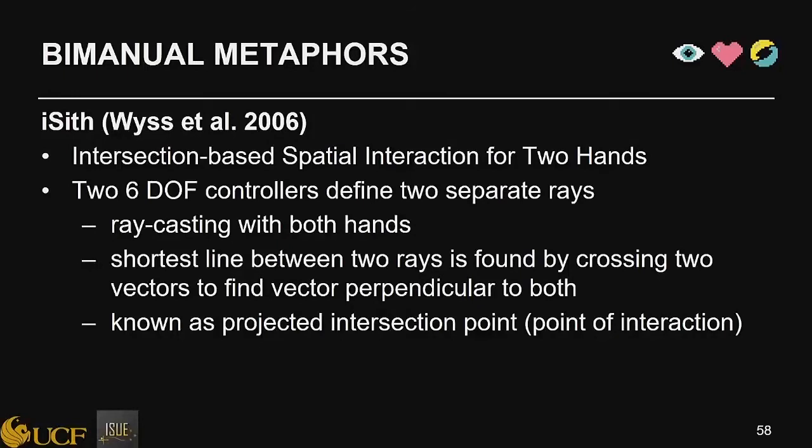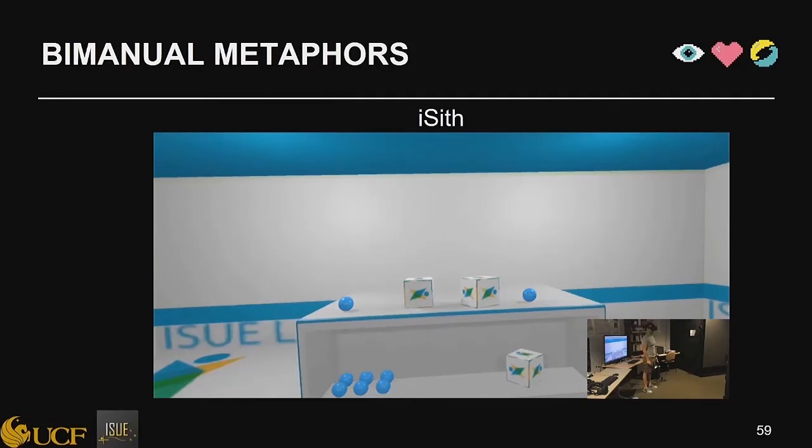Now the ISIF technique is similar in that it's called the intersection-based spatial interaction for two hands technique. And once again, it uses two 6-degree of freedom controllers. They define two separate rays. You have ray casting on each with both hands. And the shortest line between the two rays is found by crossing two vectors to find a vector perpendicular to both of them. And that perpendicular line basically gives you a projected intersection point, or the point of intersection, which is used for selection. So let's look at ISIF.